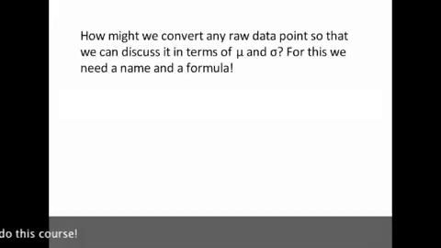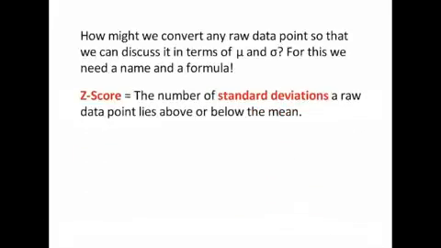We're going to need something to refer to how many standard deviations a data point lies above or below the mean. We will call that a z-score. The z-score is the number of standard deviations a raw data point lies above or below the mean.